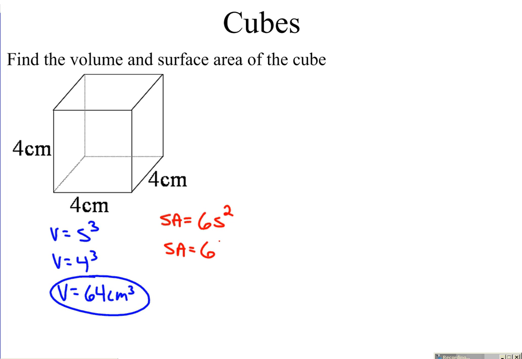So once again, you could just use your formula that we had on the last page for surface area of a rectangular prism. This, though, is going to save you a little bit of time and be a little bit quicker. 4 squared, we have to do that first, is 16. 16 times 6 gives us 96. It's an area, so centimeters squared.